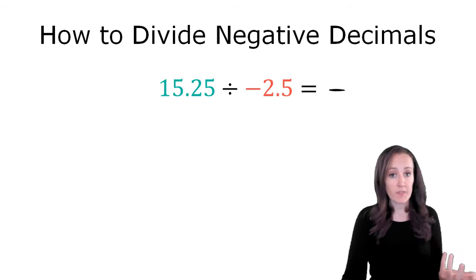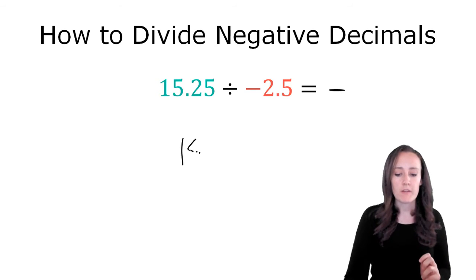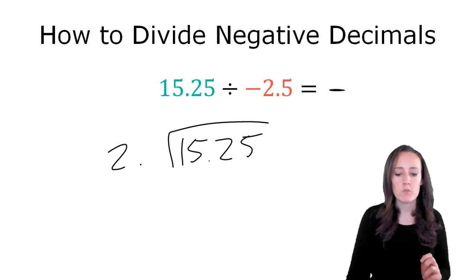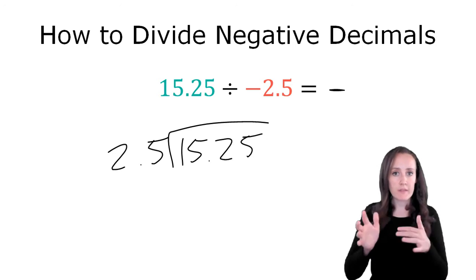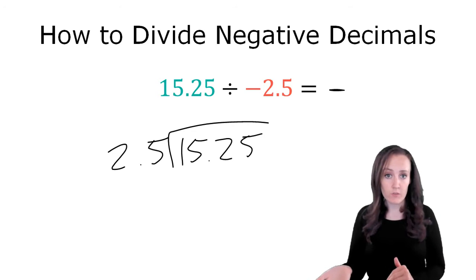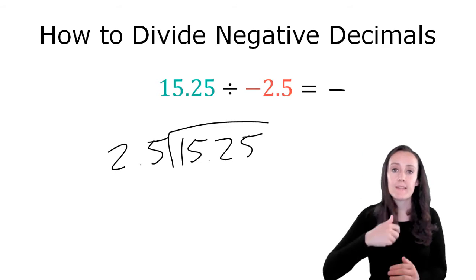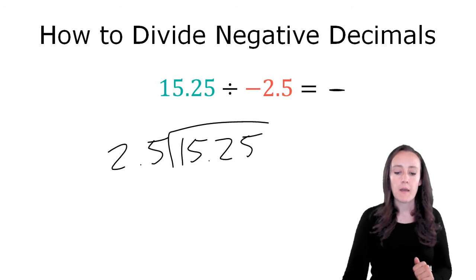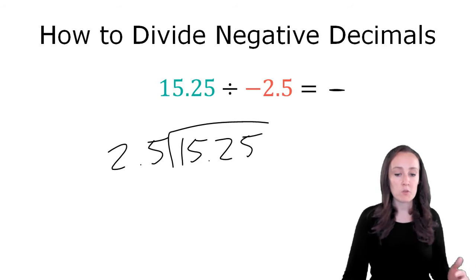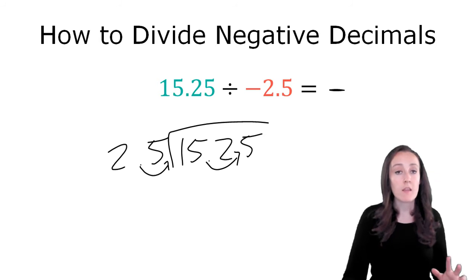And then to figure out the number, you just say, okay, well, if I do 15.25 and I divide that by 2.5, I'm ignoring the negative sign because I already know my answer is going to be negative. So I'm just dividing the absolute values. And I say, okay, well, I can't divide by 2.5, but if I move the decimal over in both spots, then that will allow me to do the decimal division.